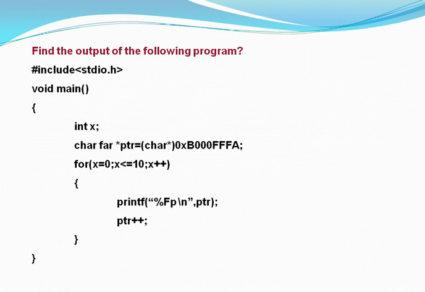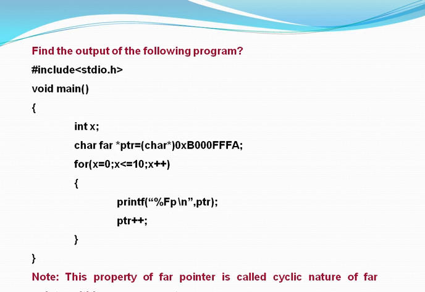Okay, so find the output of the following program. We are having one integer variable x, and a character far pointer ptr. So we are storing one far address with a hexadecimal value. By using a for loop you can print your values here. You can print ptr, and ptr is incremented by 1. So what is the output?